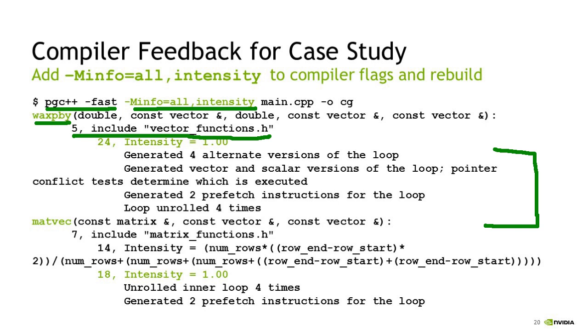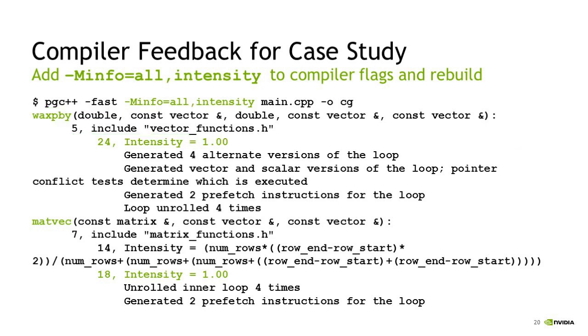Another important one here is the intensity. It tells me that for the loop at line 24, which turns out to be the main waxpby loop, if you follow this down the indentation here, I have a computational intensity of 1. And matvec also, it tells me, came from matrix_functions.h, so now I know where to look for this function. There's a loop at line 18, and it has an intensity of 1.